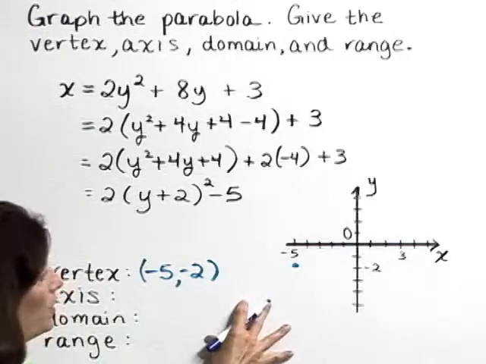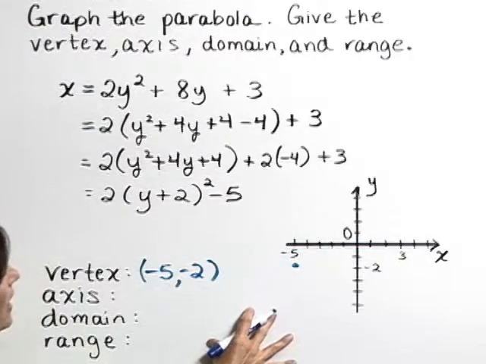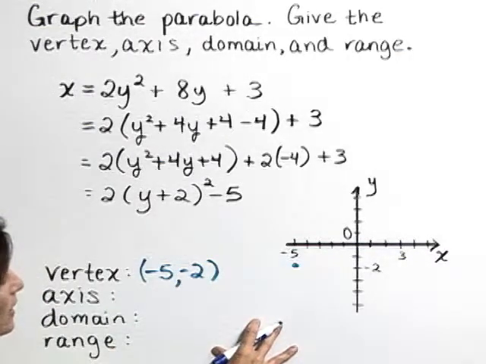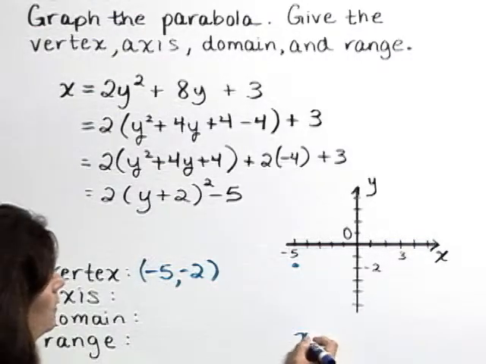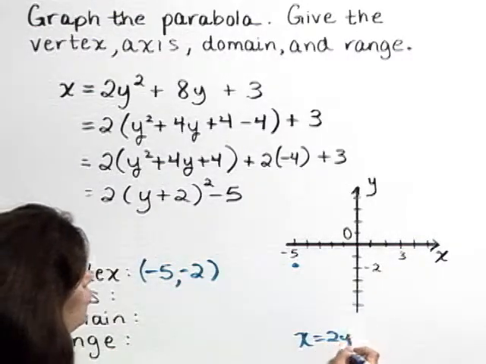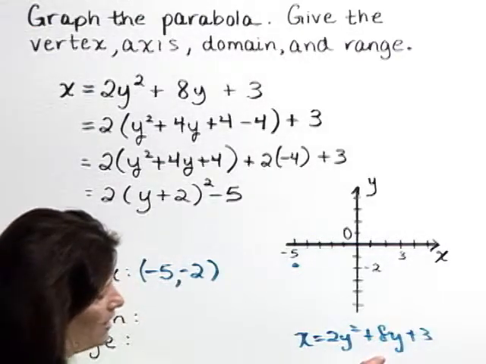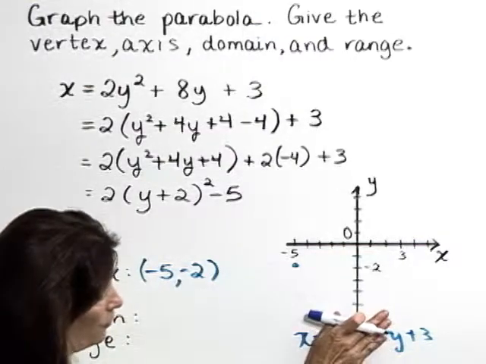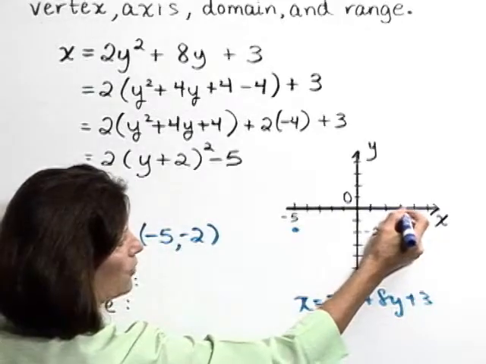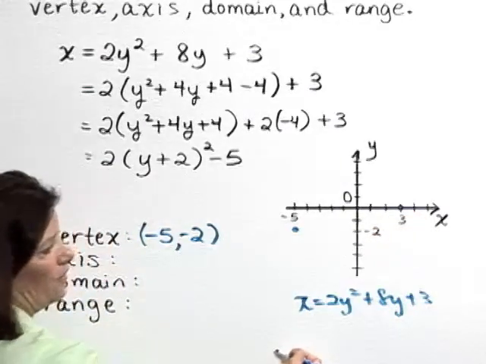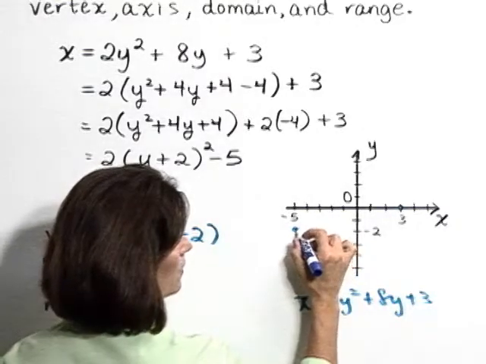I'd like to get just one other point on here to use as a reference point. So in our equation for our parabola, I'm going to let y equal 0. Watch this. So in x equal 2y squared plus 8y plus 3, if y is equal to 0, those terms disappear, don't they, and give us x equal 3. So this parabola also goes through the point at 3, 0. That helps us determine how wide or narrow it is.